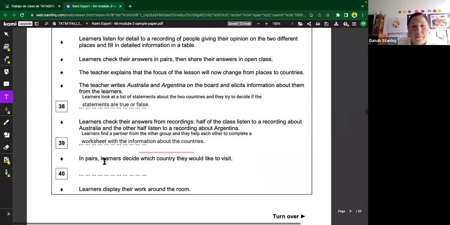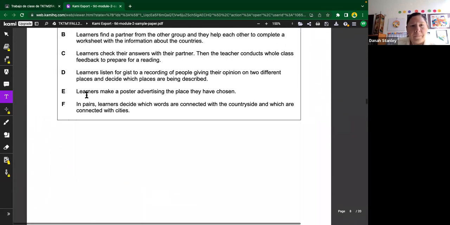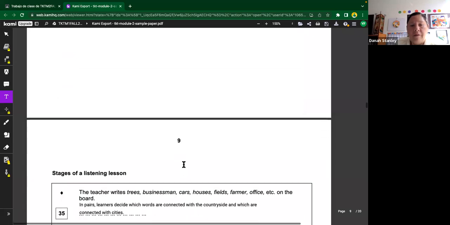Luego, in pairs, learners decide which country they would like to visit, y luego learners display their work around the room. So is 40 is letter E. Learners make a poster advertising the place they have chosen.